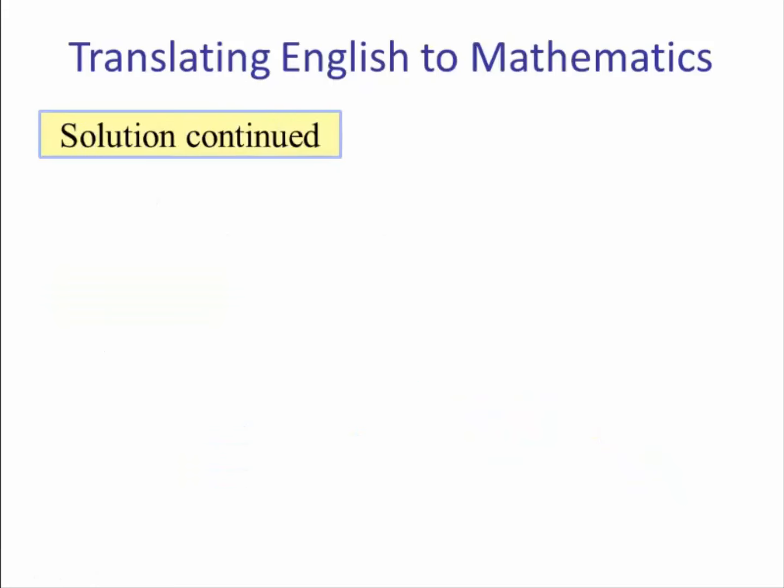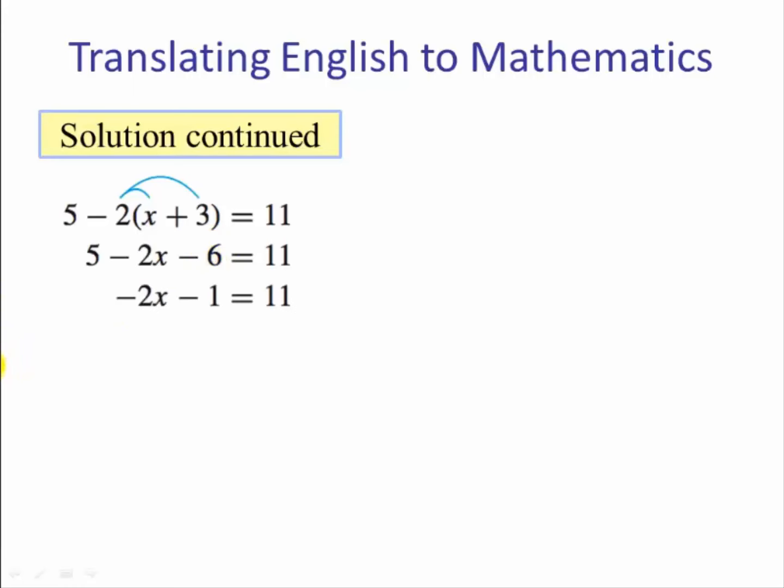So let's solve this. Our first step, we have to do the distributive property. It would be incorrect to subtract here because we have to multiply before we subtract according to the order of operations. So this is going to become negative 2x minus 6. We have like terms, the 5 and the minus 6, which becomes negative 1. Bring down your negative 2x.